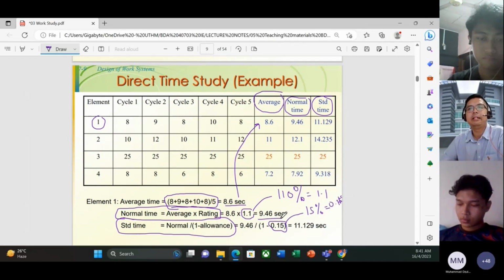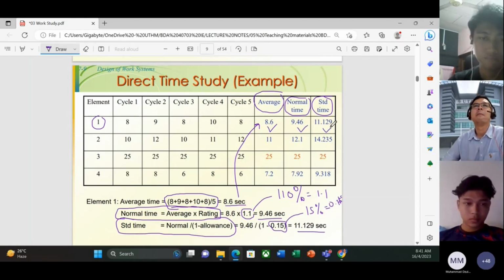So for the normal time, we will get 9.46 seconds. And the standard time, we will get 11.129 seconds. Please double check this for the first work element.